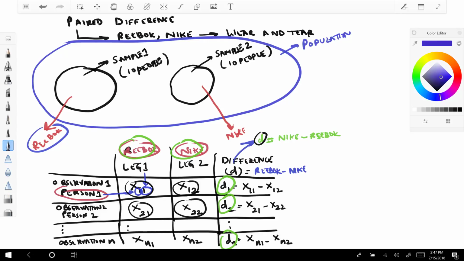So the mean difference is given by d bar, that is equal to d1 plus d2 so on until dn divided by n. So this is the mean of the differences.